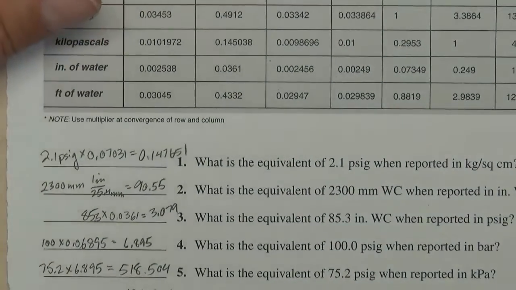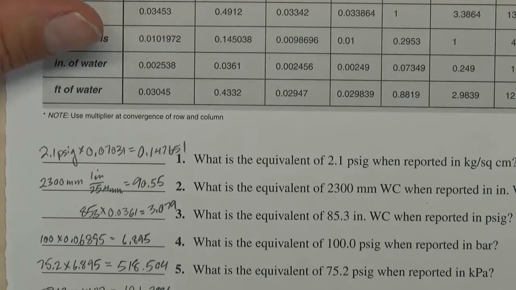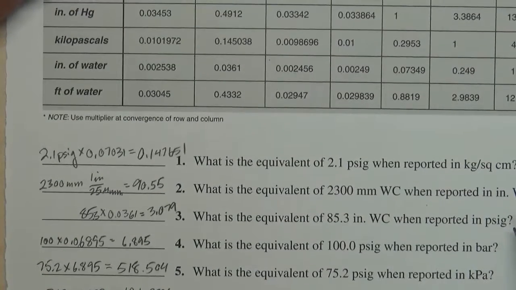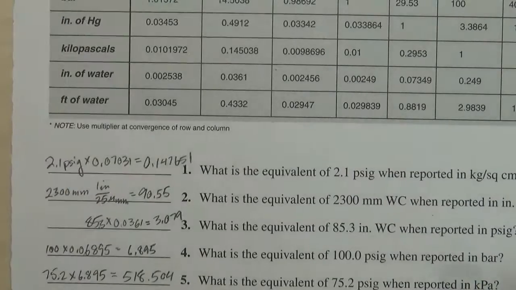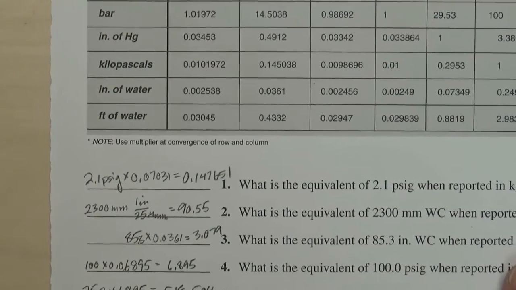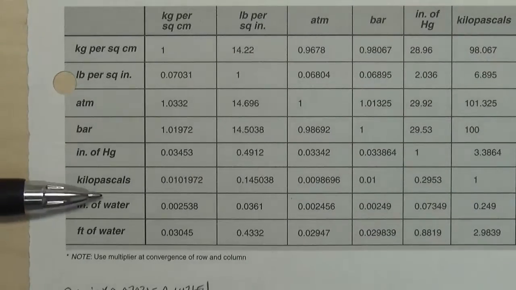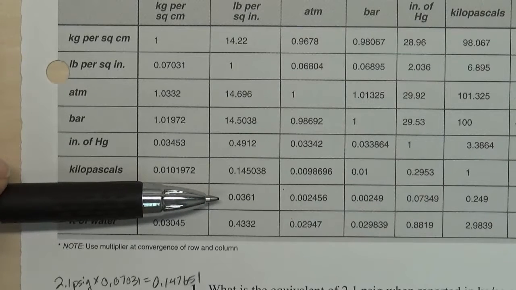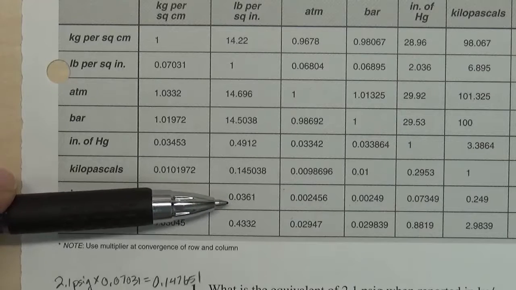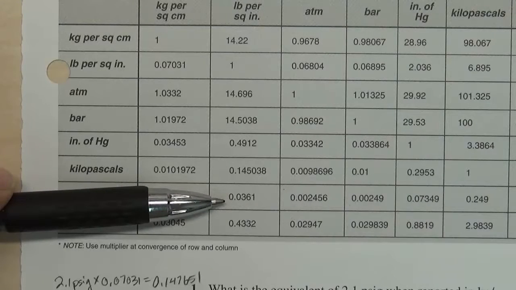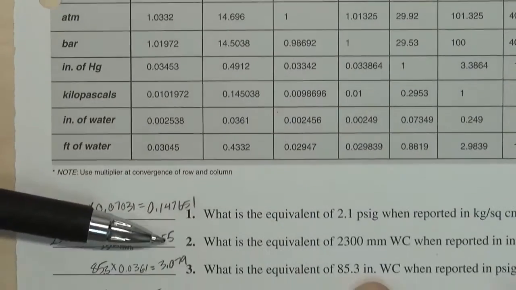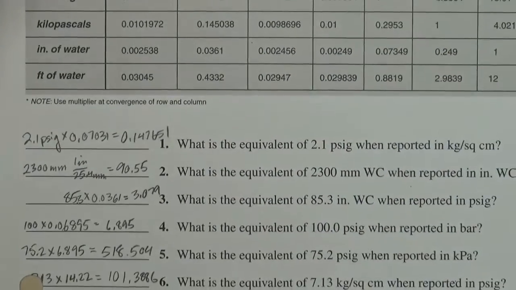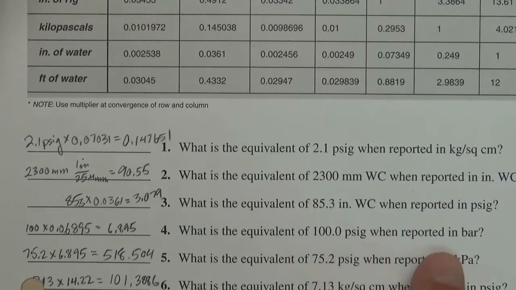Number 3, what is the equivalent of 85.3 inches water column when reported in PSI gauge? Don't let it confuse you that they're saying it's in gauge. We're just going to go down our table. We've got inches of water column, here it is, and then we want to go over to pounds per square inch. So all I have to do is take my 85.3 and multiply it by 0.0361, and I'm going to get a number something like 3.079.